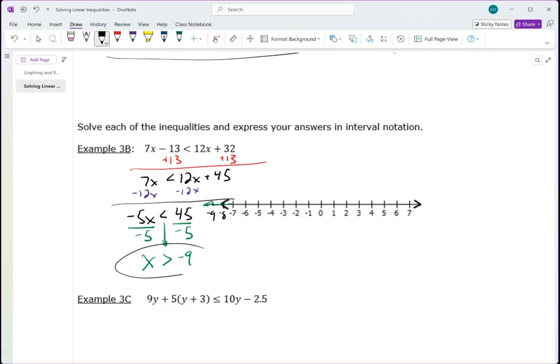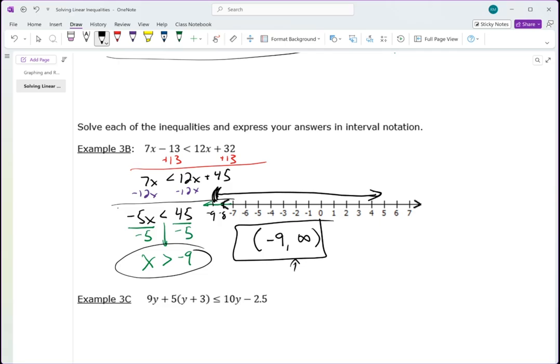But this says greater than negative 9, which means it's going to go from here to the right. And since it's a greater than symbol, we're going to use this parenthesis. Again, I like to sketch a graph because that helps me with interval notation. That means I know that the smallest number is negative 9. It's going to go to infinity, so that's going to be infinity. So this would be my answer in interval notation.